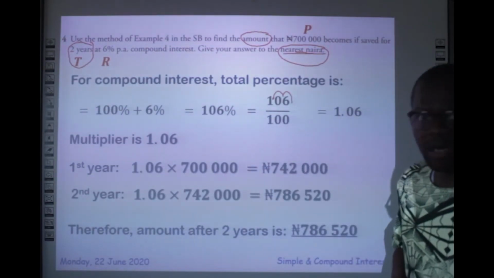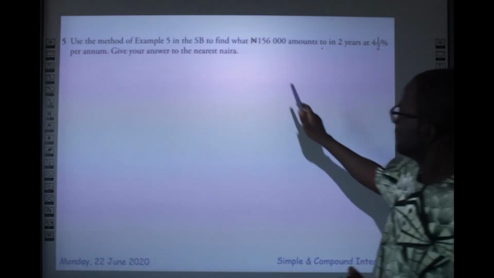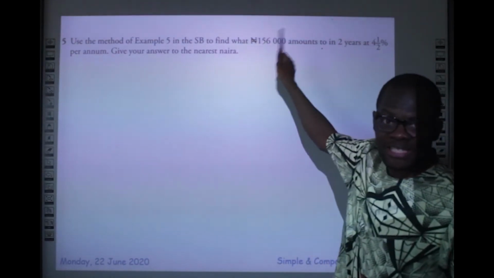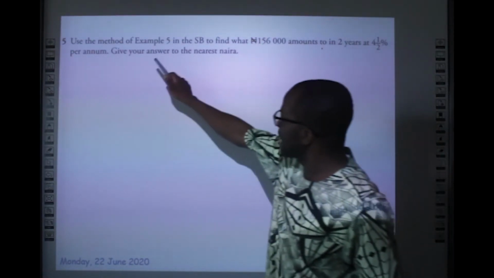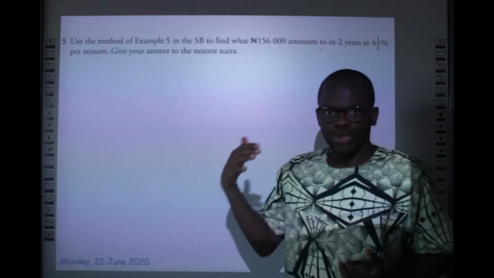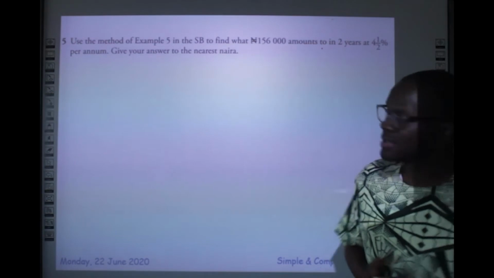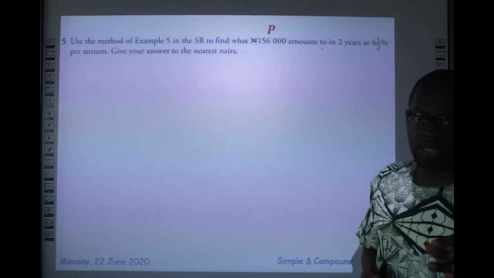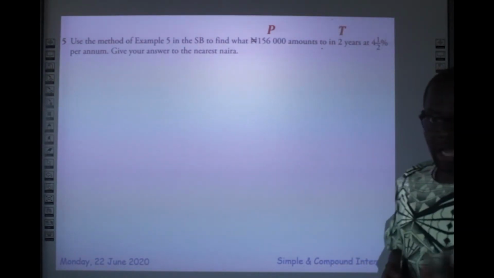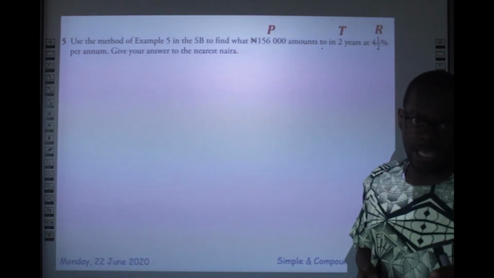Let's see yet another example. Okay, now you've been asked to find what 156,000 naira will amount to in 2 years at 4.5% per annum. Again, you've been asked to give your answer correct to the nearest naira. Okay, you start off by identifying all the quantities you've been given: your principal, which in this case is 156,000 naira, your time is just 2 years, and then the rate is 4.5%.